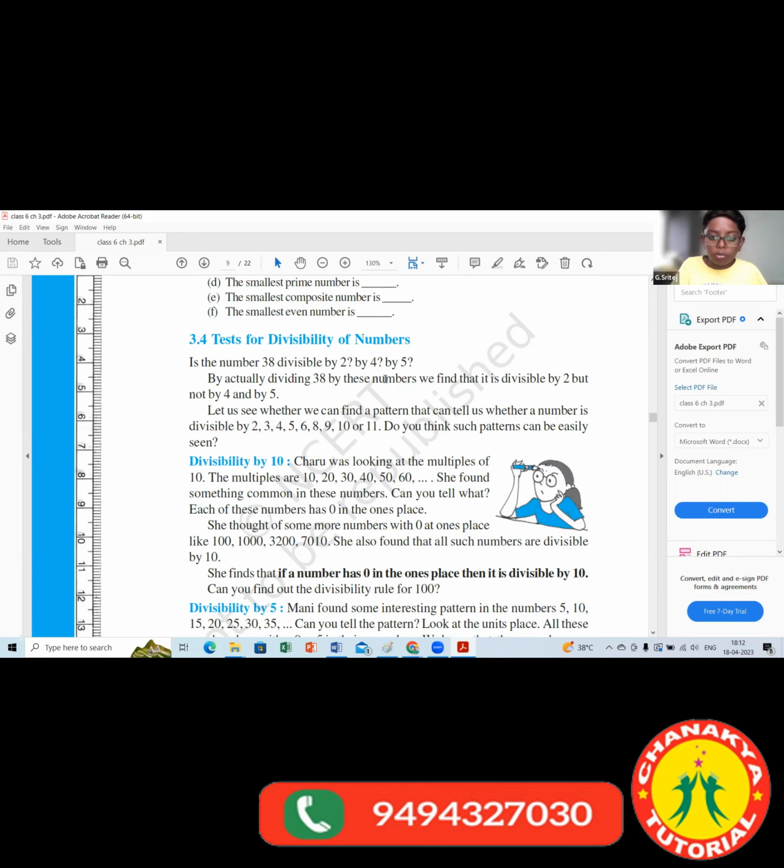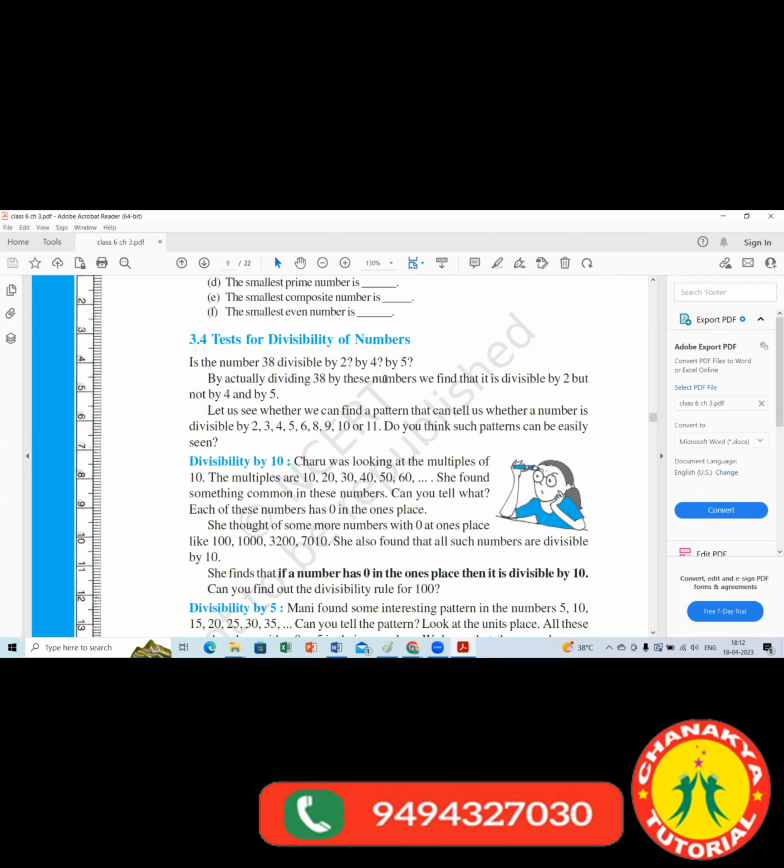The divisibility rule of 3 is adding all the digits, the sum of all digits. Very good. Adding all the digits, and the sum should be divisible by 3. Very good. Who said that? Good, Dana. What about the 9 rule? The 9 rule is also the same as the 3 rule. The divisibility rule of 9 is also that the sum of all digits should be divisible by 9.